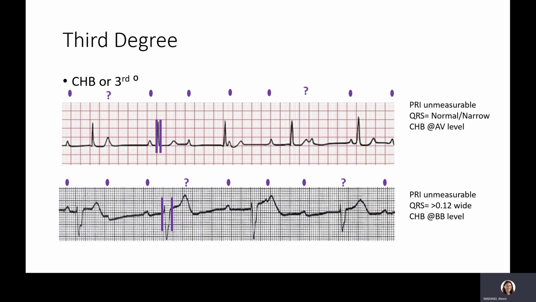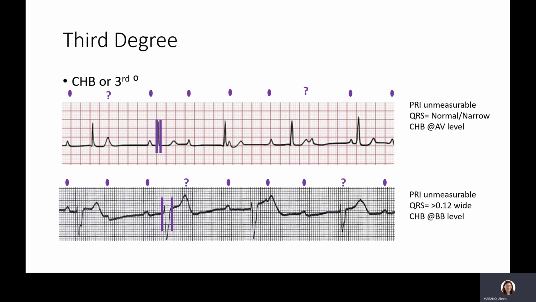So take what you know already. Third degree block at the AV level is going to have characteristics of the AV node. So it's going to have a narrow QRS and a rate of somewhere between 40 and 60. Our third degree at the bundle branch level is going to have wider QRSs and the rate's going to be a little bit slower.